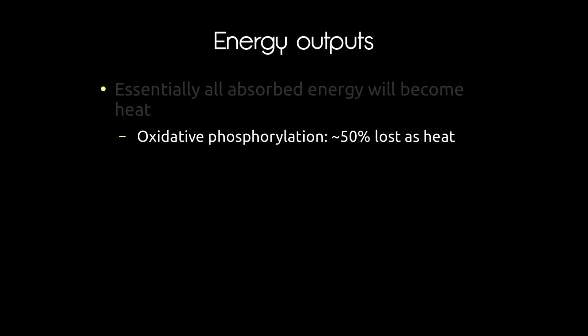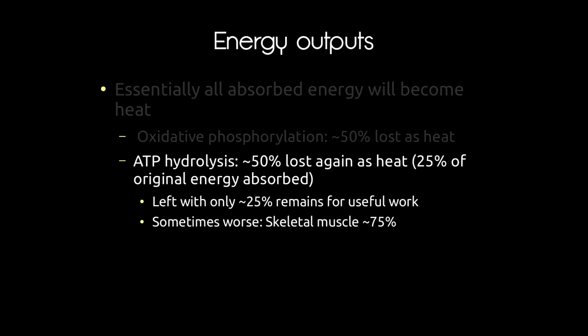This begins in oxidative phosphorylation, where about half of all of the energy in the material consumed is lost as heat. Further down the line, during ATP hydrolysis, again we lose about 50% of the remaining energy as heat. This means only about a quarter of the original energy absorbed is left to do useful work. It's an even lower percentage if you consider how much energy was in the food before absorption and count the energy that we lost as feces.